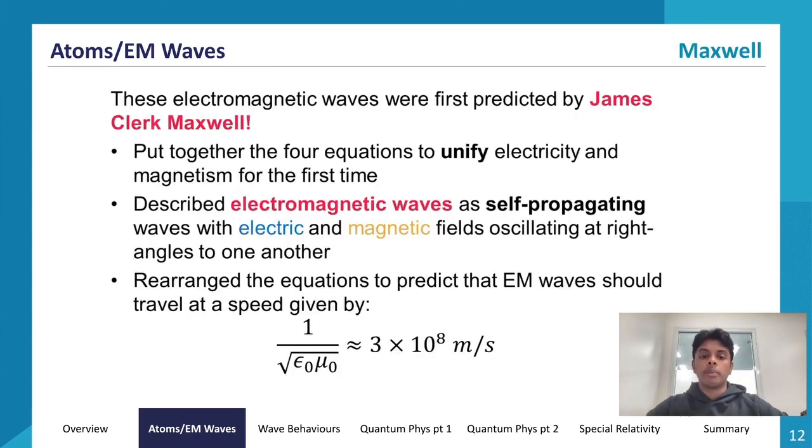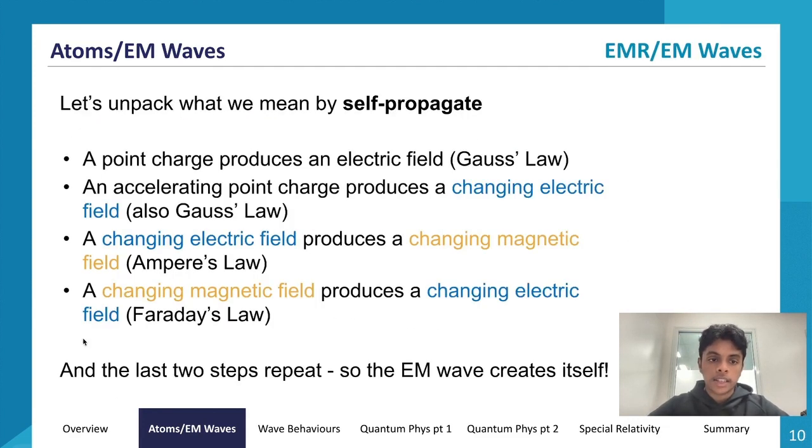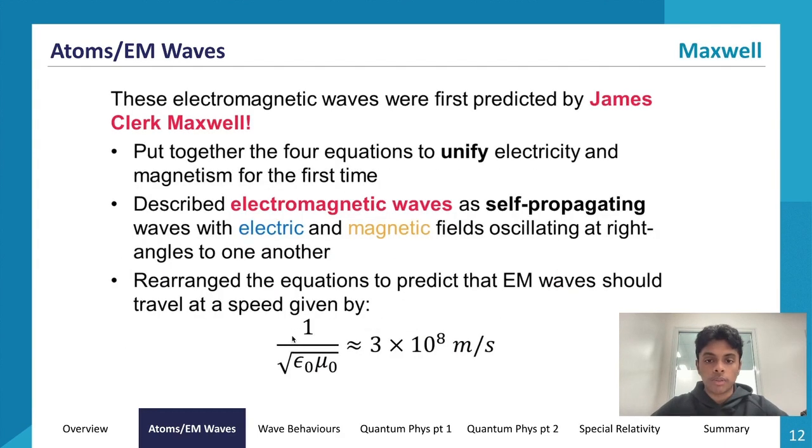So now we can talk about James Maxwell. Electromagnetic waves were first predicted by James Maxwell. You can see his name is in red, so we do need to know a little bit about him. What he did was put together the four equations to unify electricity and magnetism. So he unified the laws of electricity and magnetism to create electromagnetism. If we go back, Gauss's law, Ampere's law, Faraday's law, those were all the laws that he unified to create electromagnetism for the first time.